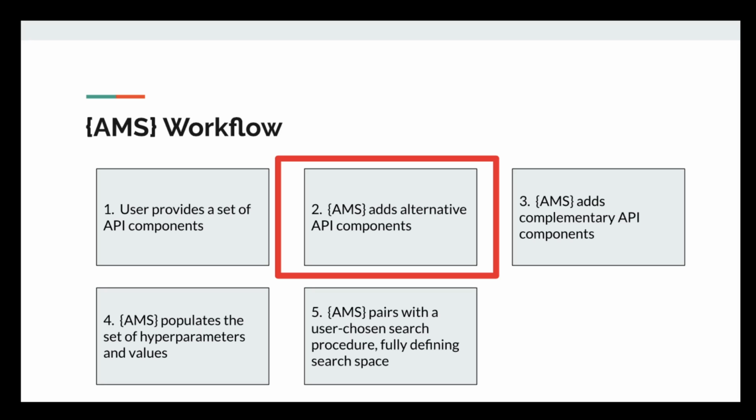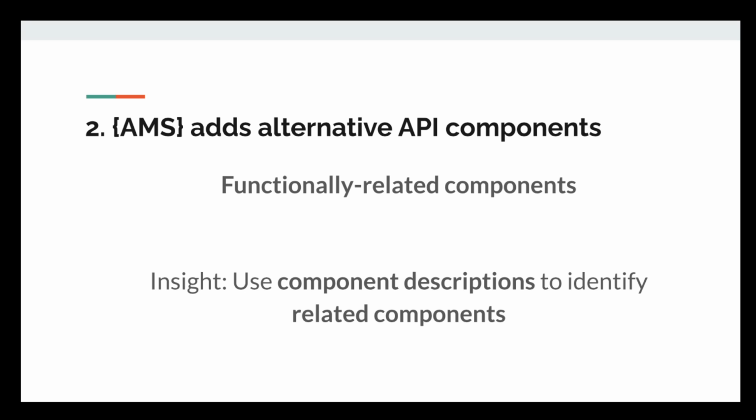As a second step, AMS now adds alternative API components. AMS finds components that could be used to substitute the ones provided by the user in the original specification. These are components that will provide more or less the same functionality, but have potentially different properties, such as faster convergence or robustness. So the key insight here is that we can use component descriptions to identify those components that we think are substitutable for them.